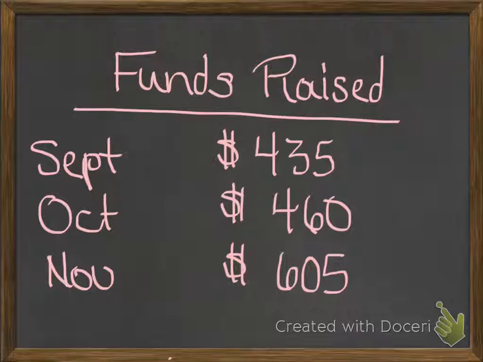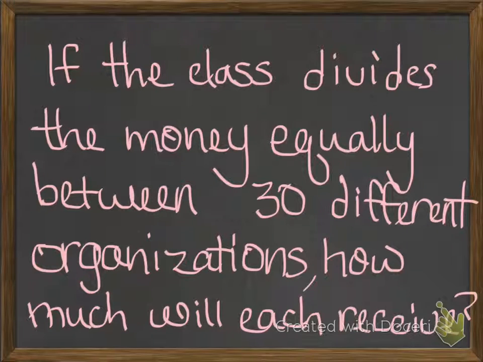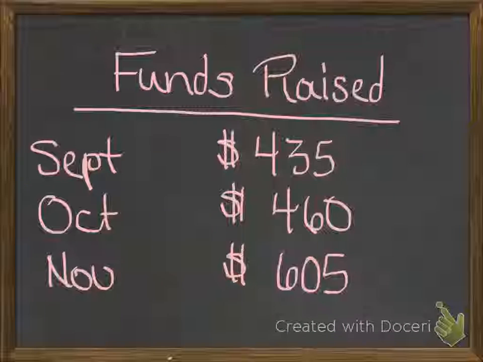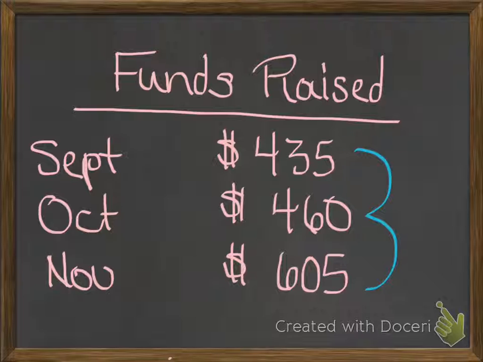So you can see that in September, the 5th graders raised $435. In October, they raised $460. And in November, they raised $605. Now, at the end, it said if the class divides the money equally between 30 different organizations, how much will each receive? So we got to figure out what it's asking us to do. It's asking us, well, how much will each receive? Our important information is here on the graph. We can see how much they earned each month.